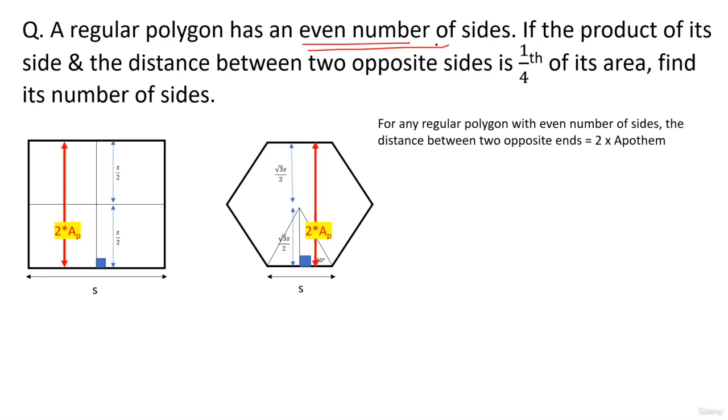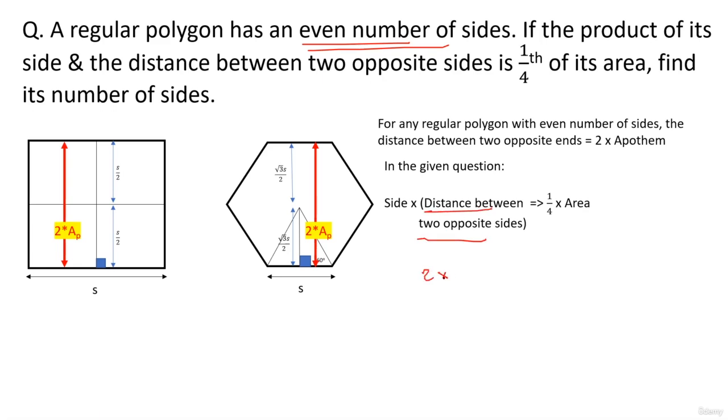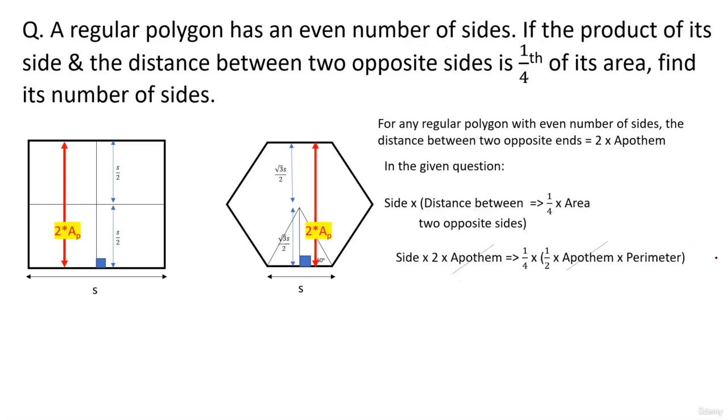Now you can solve the question very easily. The question says the product of the side and the distance between opposite sides is equal to 1/4 of the area. The distance between the two opposite sides you can now replace by twice the apothem, and for the area you can apply the formula half into apothem into perimeter. When you put these two values, the apothem gets cancelled out, and you get the perimeter as 16 times the side. If the perimeter is 16 times the side, that means the regular polygon has 16 sides. As simple as that.